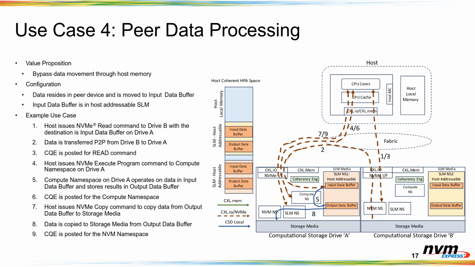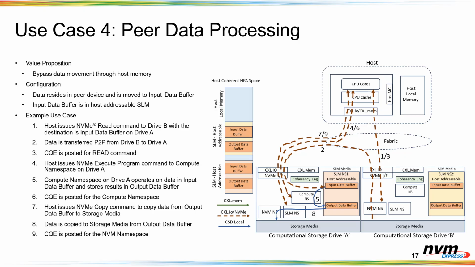And this is interesting because frequently I hear people say, well, what if you don't have all the data? Your data is sharded across a couple of different drives or multiple drives. How do you do a compute operation on it? Well, this would be one way to do that: we just get all the data moved over to one drive, and now we can go ahead and do the operation on it. And we're still offloading the host. The host isn't having to do that computation on the data. So for this use case, our value proposition is that we're going to bypass data movement through host memory.